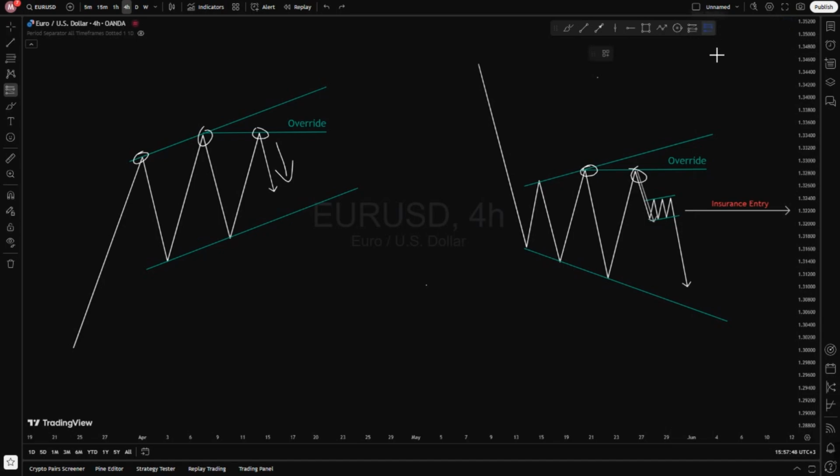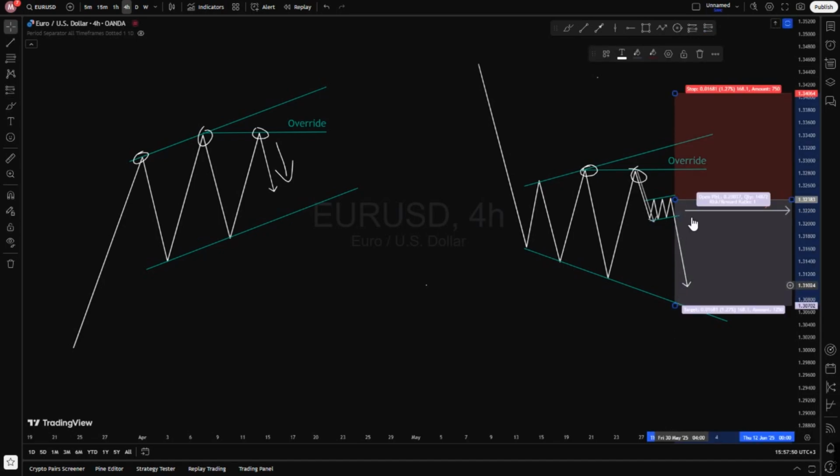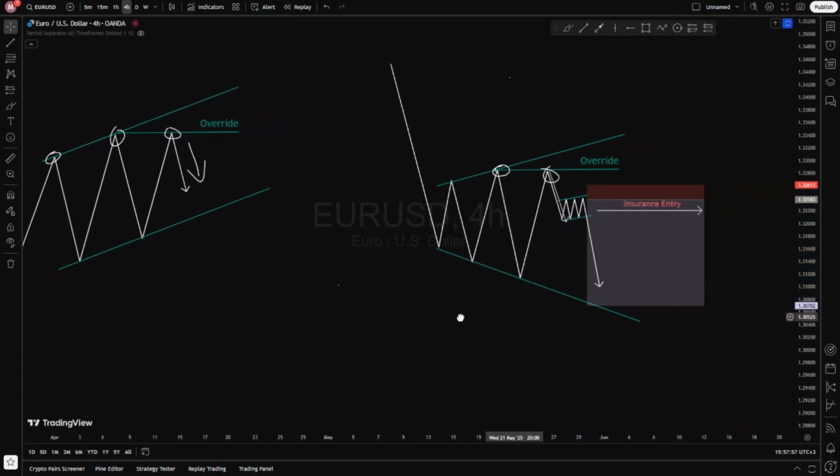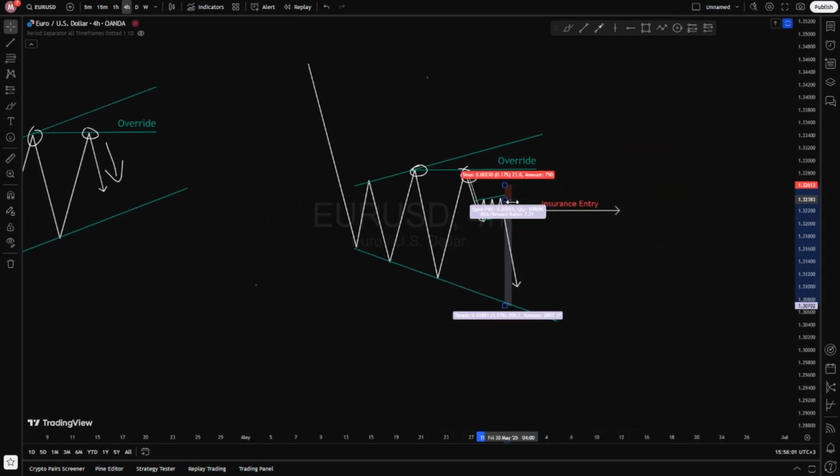Now, you can approach the insurance entry in two ways. Number 1. Risk entry. You take the trade within the continuation structure, ideally from the top of that range. Your stop is placed just above the structure, and you target the low, or the next key level in the trend direction. This gives you a better risk to reward, but it's slightly more aggressive.